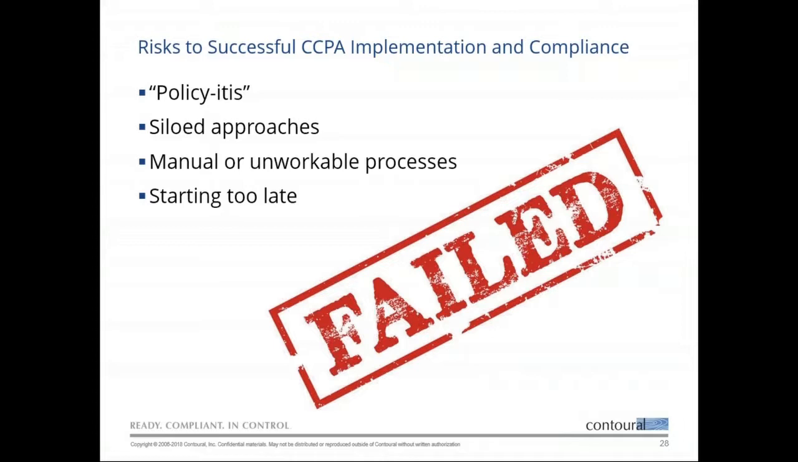The first one, and this one we think is particularly acute for CCPA, is what we call policy-itis. Sometimes there's a tendency to focus on the policy and updating the policy and creating the policy to the exclusion of actually executing the policy. We think this is particular for CCPA because, as we mentioned, the Attorney General will want to be updating this law. And so there's some that may say, well, I need the policy, I need the perfect policy. Compliance doesn't come from the policy. Compliance comes from actually executing the policy and demonstrating that you're following it. And so too much time spent on the policy, not on execution, puts you at risk.